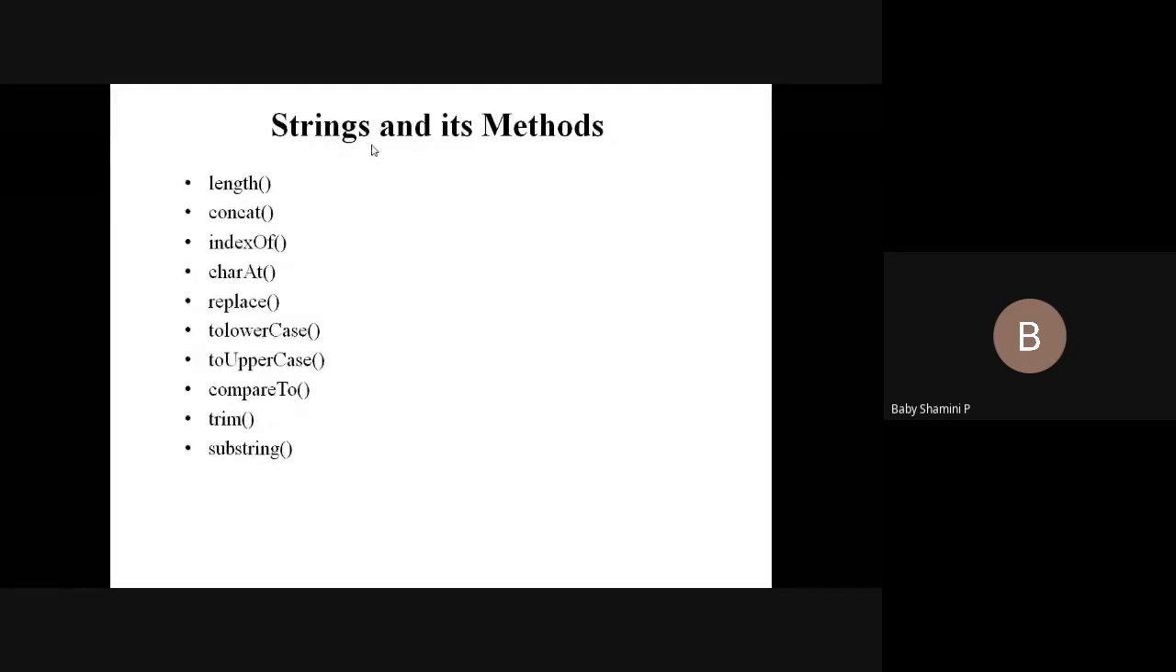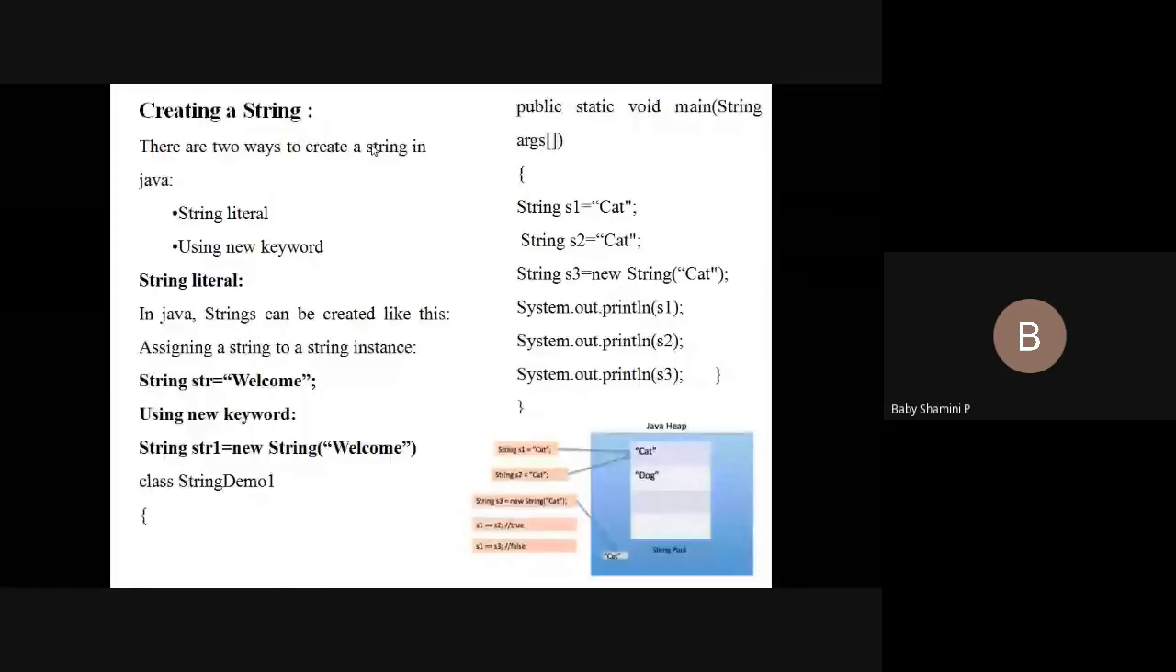Before moving to this, first, how to create a string. Two different ways we can create a string. First one, string literal. Directly we can assign a string to a string object. Here String is a class, so S starts with a capital letter, and we have an object str. Here I am directly initializing the string Welcome. So this is the string literal method.